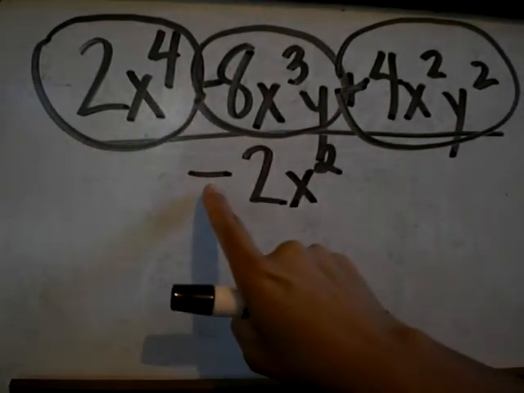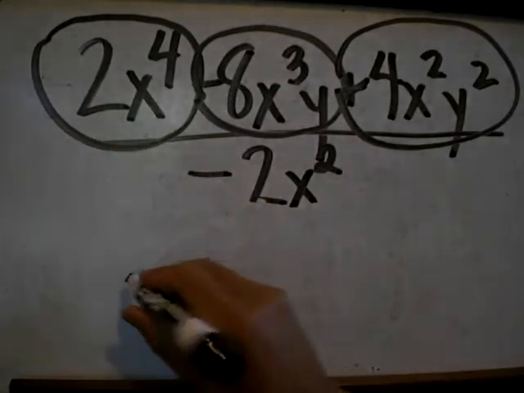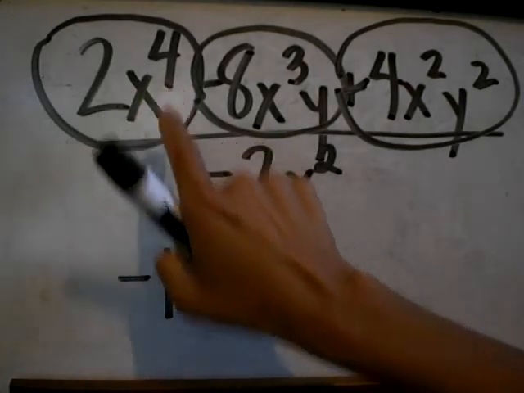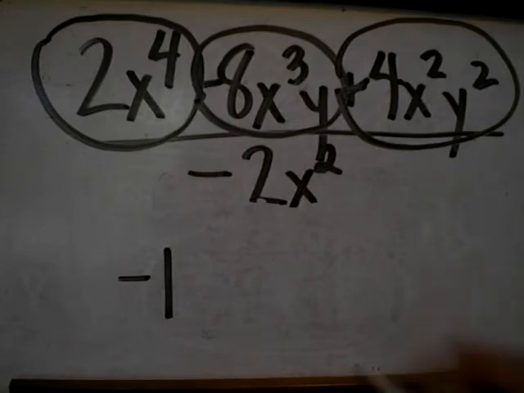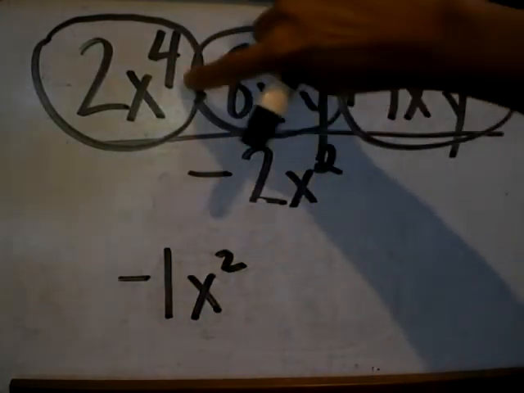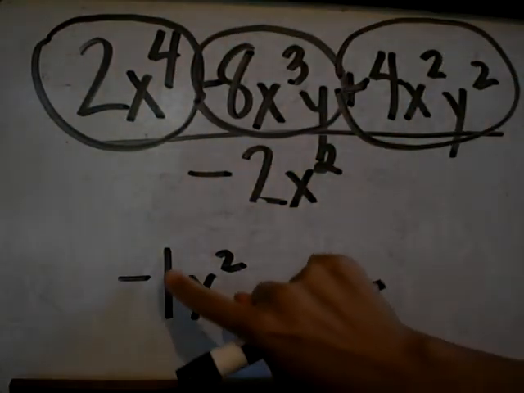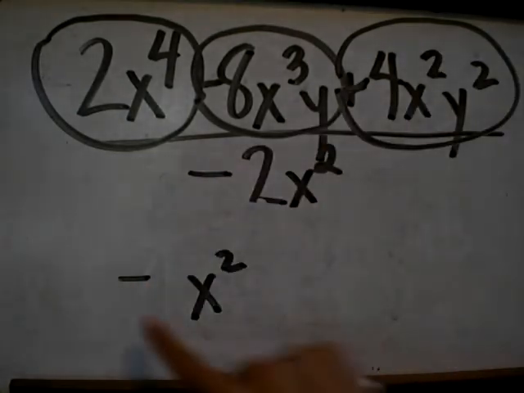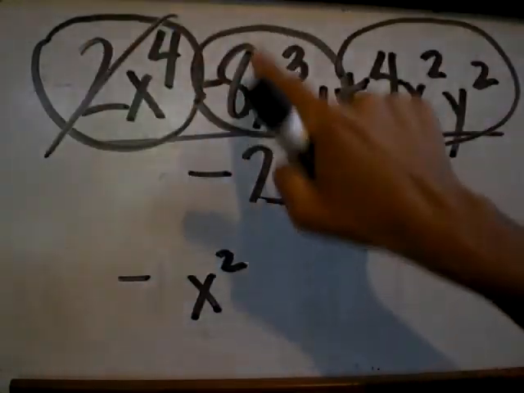2x to the 4th divided by negative 2x to the 2nd. 2 divided by negative 2 is negative 1. Then x to the 4th divided by x to the 2nd is x to the 2nd, because in this case you have to subtract the exponents. We don't really need that 1 there, so I'm going to erase it. This becomes negative x to the 2nd. We're done with this term, so let's move on.